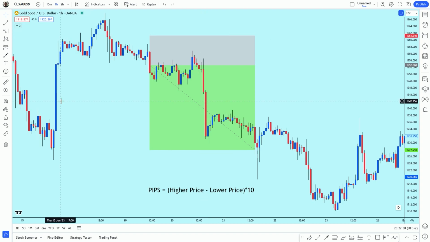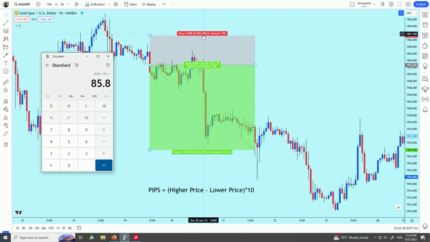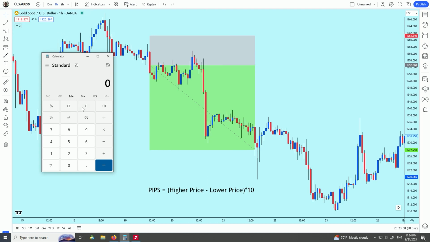Now let's calculate how big is our stop loss. Our stop loss level is 1961.24 minus entry level 1952.66, and this is the number that we get. We multiply this number by 10, and in this case our stop loss is 85.8 pips. As you can see, this is not the same number here. What you need to do is divide this number by 10.